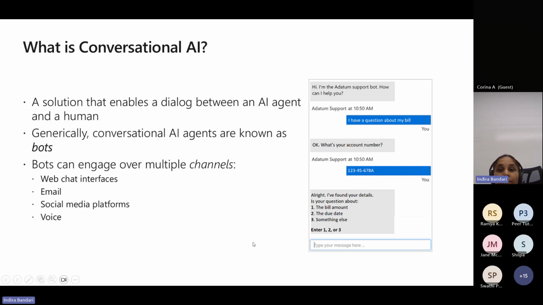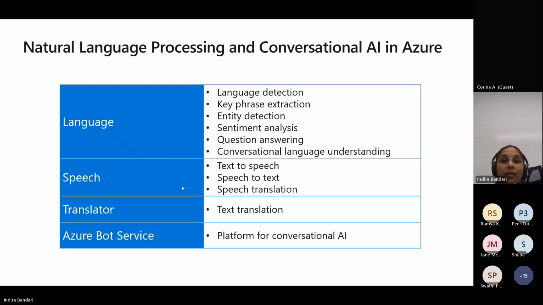So that is what is called conversational AI, and this is a screenshot of how a conversational AI can be. Now, next one is natural language processing and conversational AI services in Azure. You have the language service, the speech service, the translator service, and the Azure bot service. These are the four services in Azure for natural language processing and conversational AI.